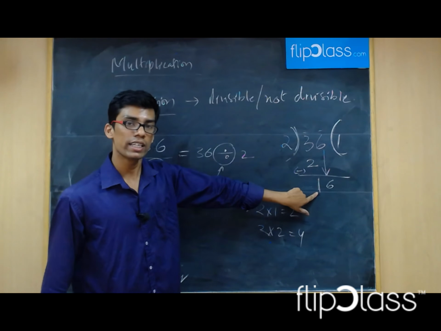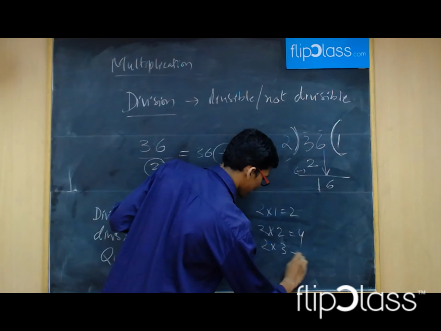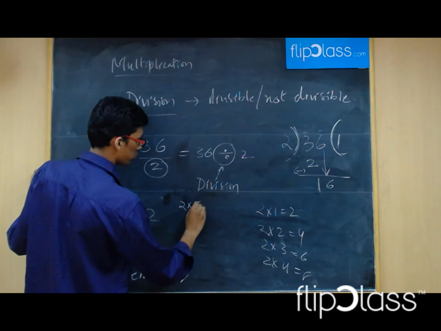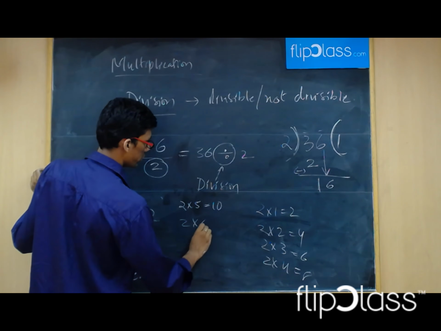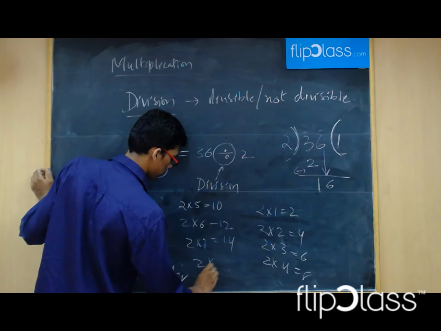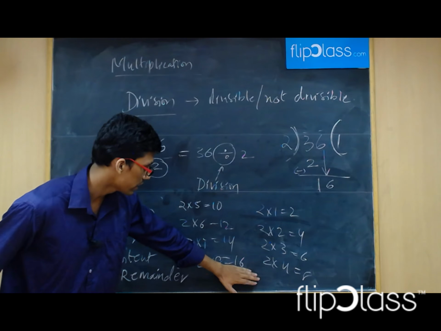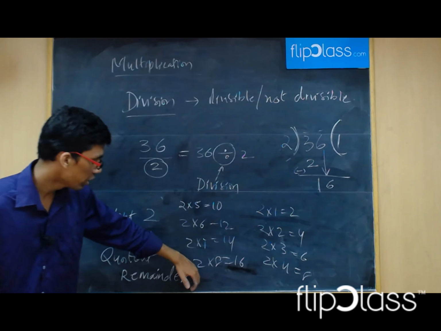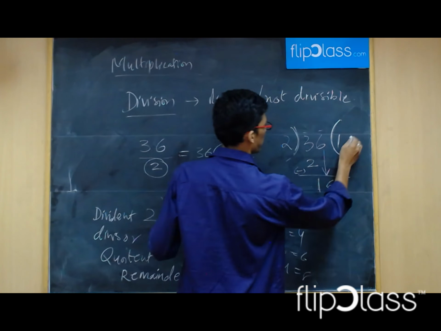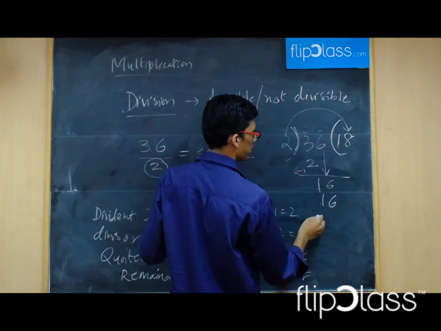Now with the number 2, is there anything that goes with 16? If you just write, 2 into 3 is 6, 2 into 4 is 8, 2 into 5 is 10, 2 into 6 is 12, 2 into 7 is 14, and 2 into 8 is 16. So there is a 16, but how do you get that? When you take the number 2 and multiply it with 8, you get 16. So this is 2 into 8, which will give you 16. That number has to be written here.